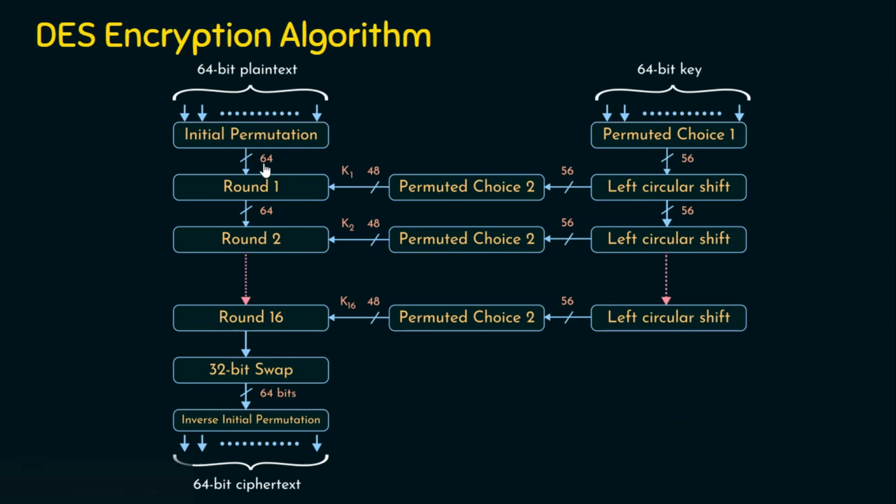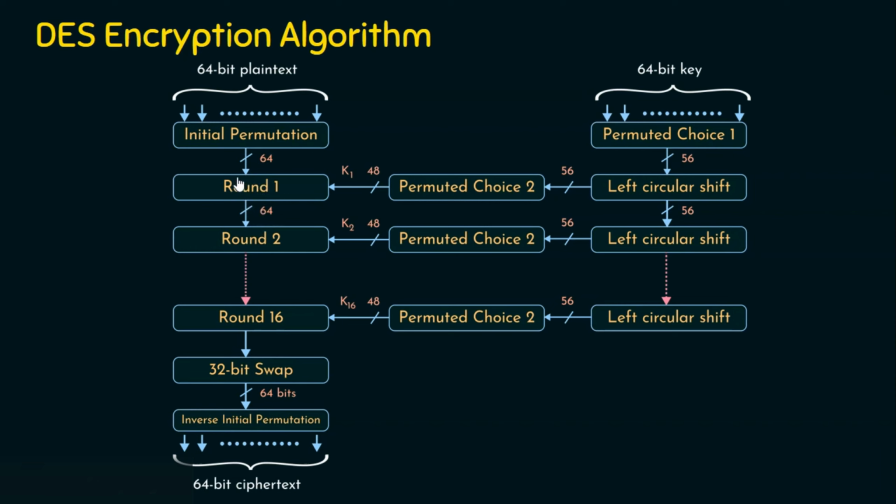Now how many rounds are there? As I mentioned earlier, there are 16 rounds in DES. So here is round 1, round 2, up to round 16. Now if you see here, for every round 64 bits are given as the input, and the output of every round is going to be another 64 bits.